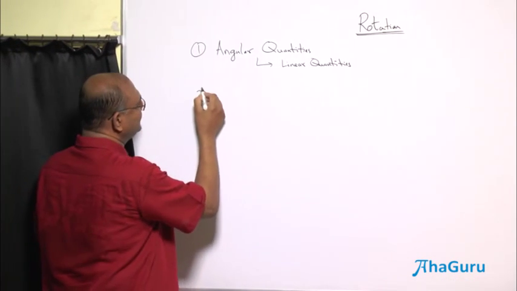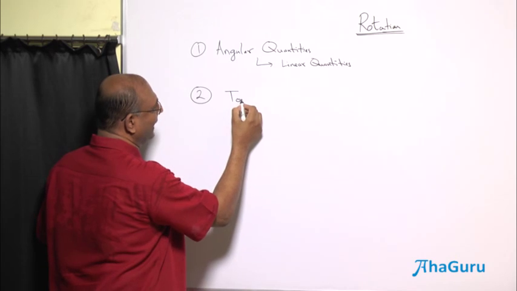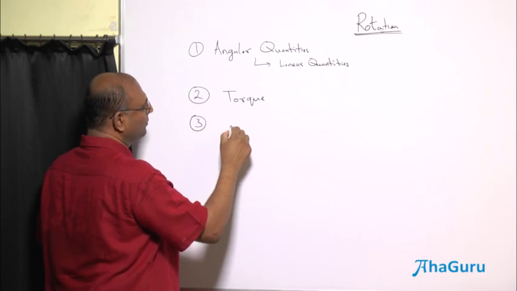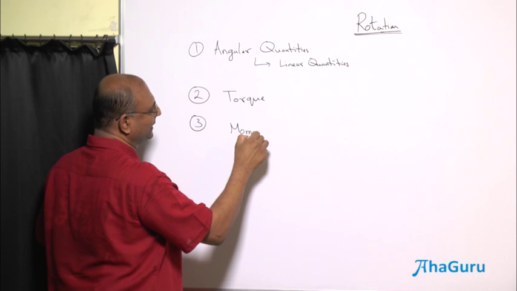The two other things that we have to understand to calculate quite carefully is torque, and a third quantity that we are going to call moment of inertia.